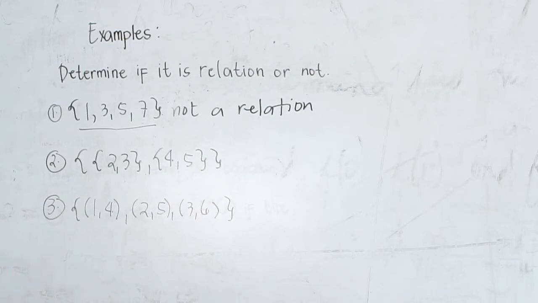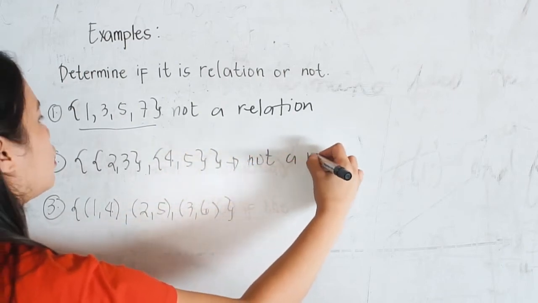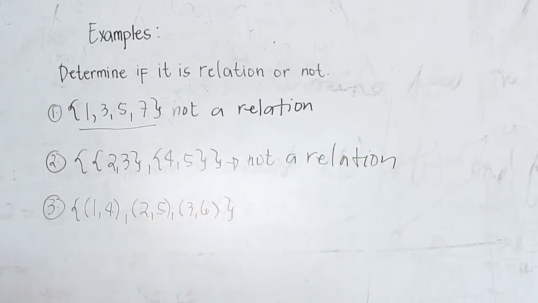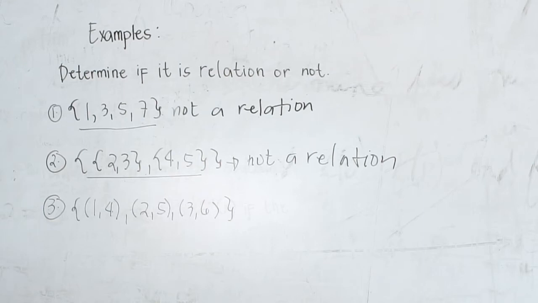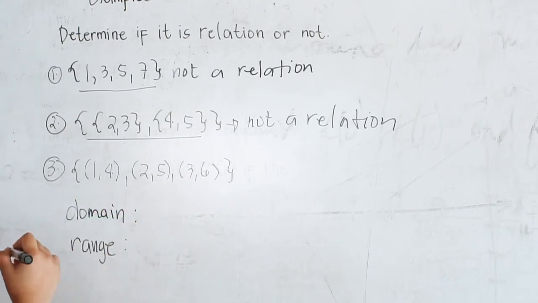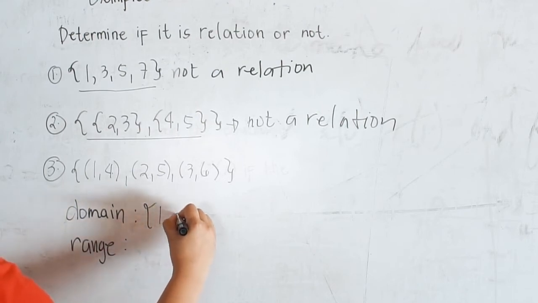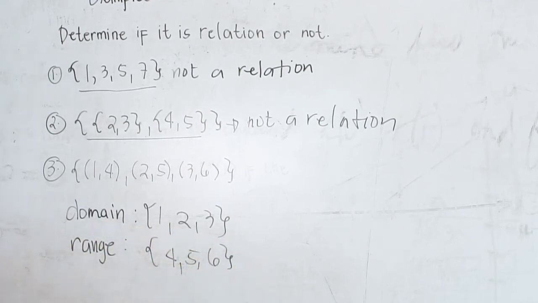Next, number 2. Given 2, 3, 4, and 5. So this is also not a relation, because this is just a set of numbers and not a set of ordered pairs. Number 3 is a relation. So we can now identify the domain and range of the given set of pairs. Its domain is 1, 2, and 3, and its range is 4, 5, and 6. So you can now determine if it is a relation or not.